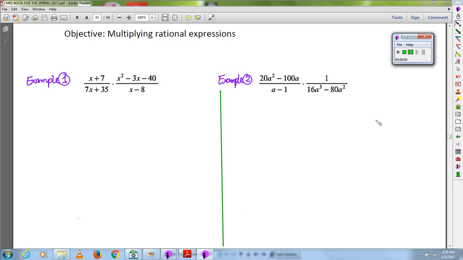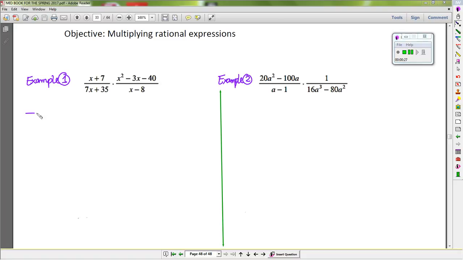In this video, the objective is multiplying rational expressions. There are two examples, so let's begin with example 1. If you remember in the previous video, there are 3 steps. The first step is that we are going to factor completely the numerator and the denominator. So let's start with the first fraction.